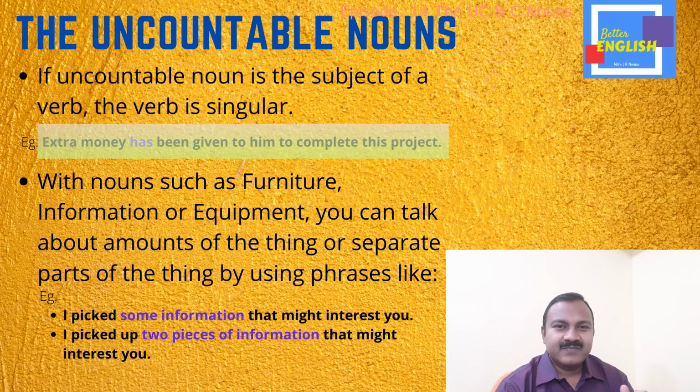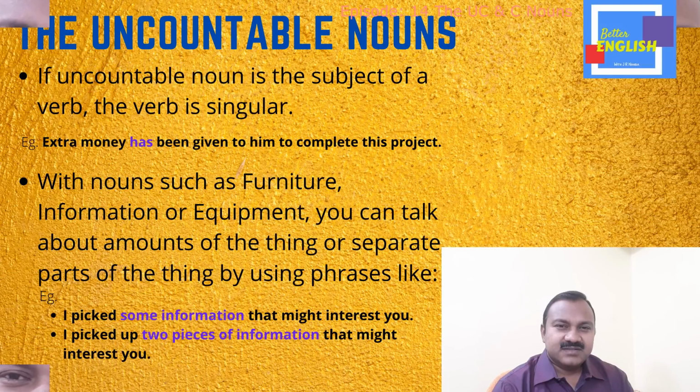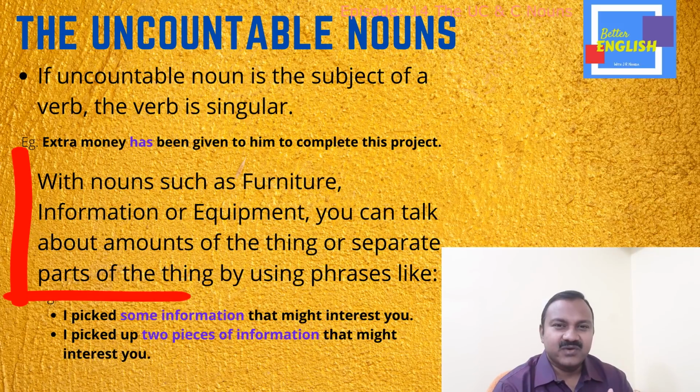And look at the form of verb. The extra money has been given. If you say the extra money have been given, then you would be wrong. So, what did you learn? The 4th point, when the uncountable noun is the subject of a verb, then the verb will take the singular form. There are some uncountable nouns such as furniture, information, equipment.